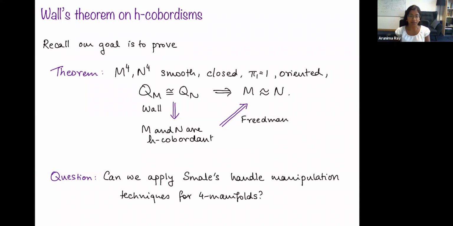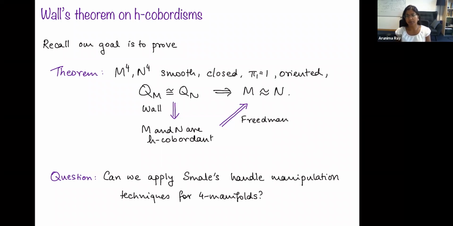Recall that our goal in these recorded lectures is to prove the theorem that's on the screen right now: if you have smooth, closed, simply connected oriented four manifolds, isometric intersection form implies homeomorphic. There are two parts to this theorem, the first part due to Wall and the second part due to Freedman. The goal of this video is to prove Wall's theorem.